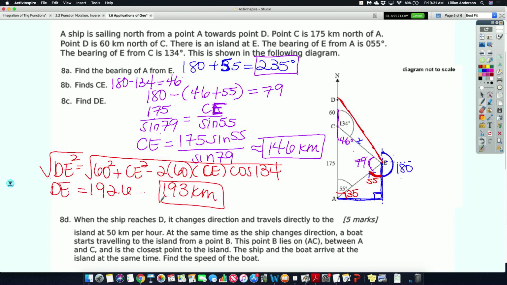It says when the ship reaches D, it changes directions and travels directly to the island at 50 kilometers per hour. So when that boat turns and decides to go from D to E, it's traveling at 50 kilometers per hour. At the same time the ship changes direction, a boat starts traveling to the island from point B. This point B lies on AC between A and C and is the closest point to the island. The ship and the boat arrive at the island at the same time. We're trying to find the speed of the boat that is leaving from point B.